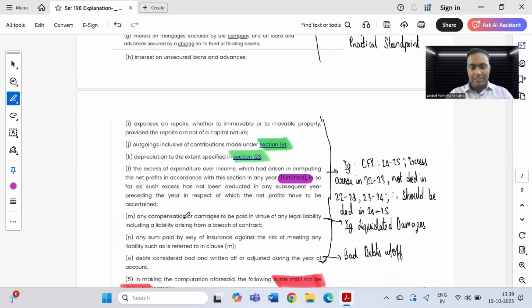Next, any compensation or damages to be paid in virtue of any legal liability, including a liability arising from a breach of contract. So they're referring to your liquidated damages here. Again, this would have already been reduced, so you don't need to reduce it again. I hope that is clear.